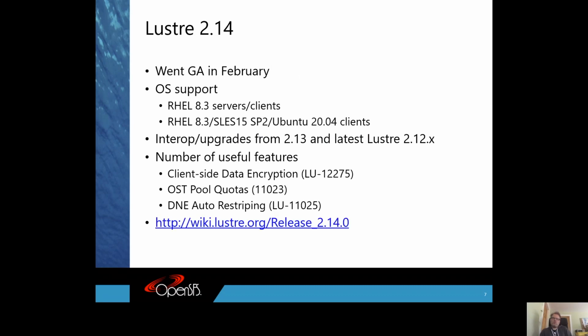Moving on to 2.14, our last major release, that went GA in February. As you saw earlier on, that was very close to the time of the survey going out, so we didn't have much adoption of people using the release at that time, but subsequently there has been some adoption of this release, and it had a few useful features. Particularly, I think the client-side data encryption was one that I've heard interest in, and some further improvements around DNE usability as well are much welcome.